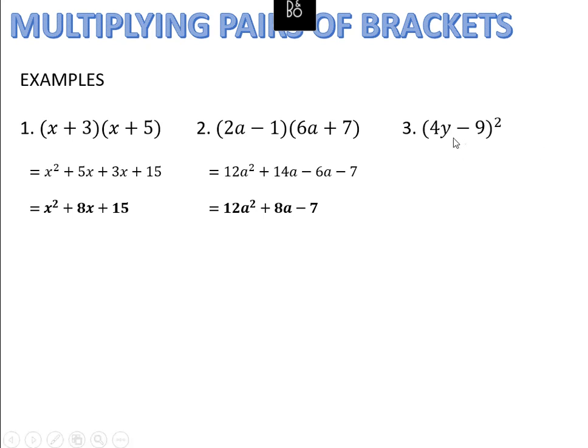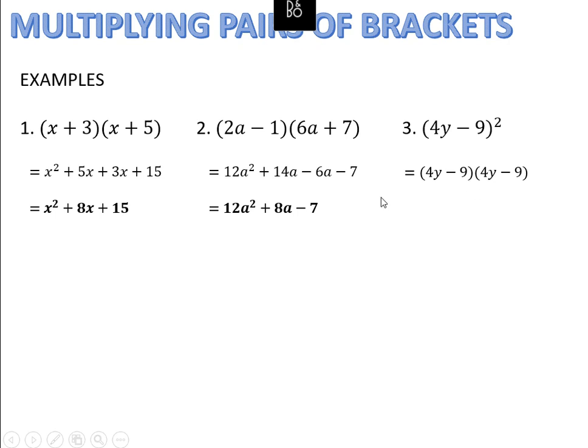Right, for the last one, it's just a case of understanding what this means. When we square something, we mean we times it by itself. So what we are squaring here is the 4y minus 9. So we are doing 4y minus 9 times 4y minus 9. This is just an extra little stage for you to think about. You don't necessarily have to write this, but if you're doing FOIL, it might help you. So 4y minus 9 times 4y minus 9.